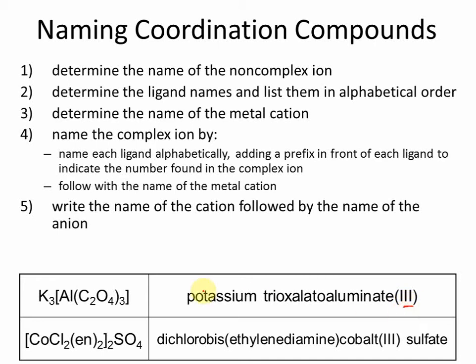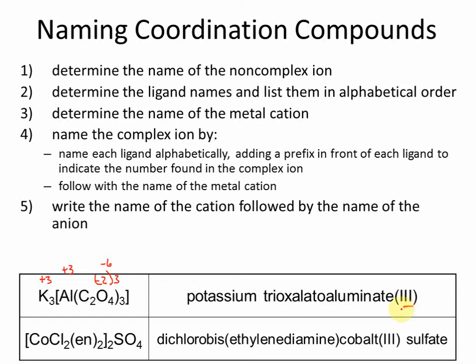Each oxalate ligand has a -2 charge. Each potassium has a +1 charge. So there are 3 of those potassiums, so it's a total of +3. And then there are 3 oxalates, so -6. So to balance out the charges, the aluminum has to be a +3. So in the parentheses, we have Roman numeral 3 to indicate the oxidation state of the aluminum.